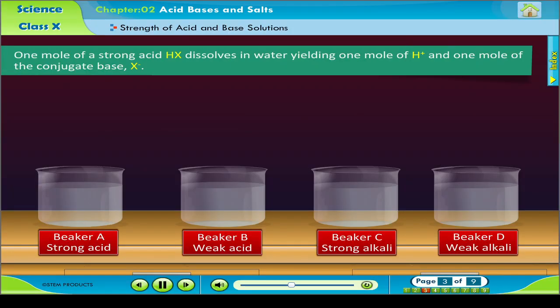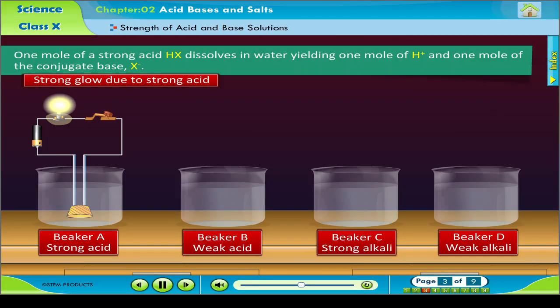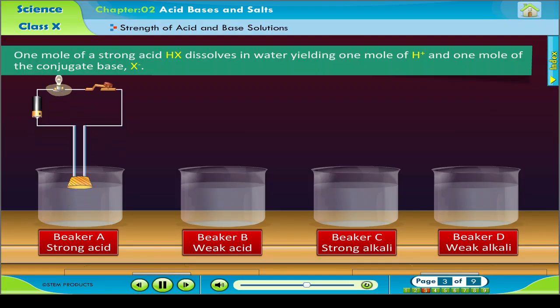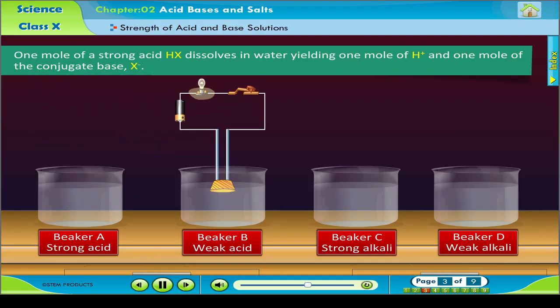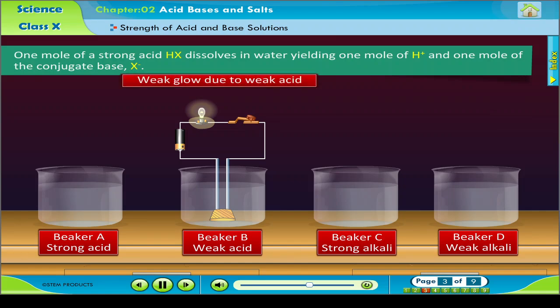One mole of a strong acid HX dissolves in water, yielding 1 mole of H+ and 1 mole of the conjugate base X-. Strong glow due to strong acid. Weak glow due to weak acid.